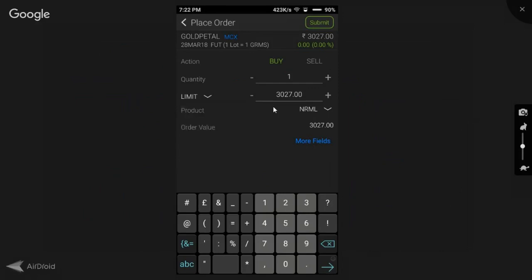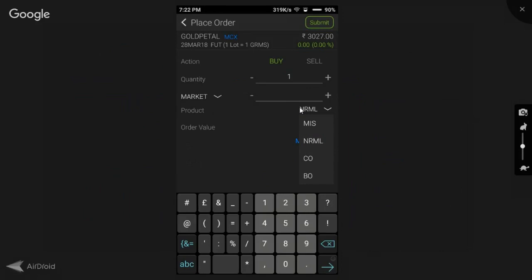So I see 3027. So the second option is limit. Okay. Now I want to buy it at the current market price. Okay. So automatically price goes off. Okay. Now the third most important thing is NRML. Now this is very important.